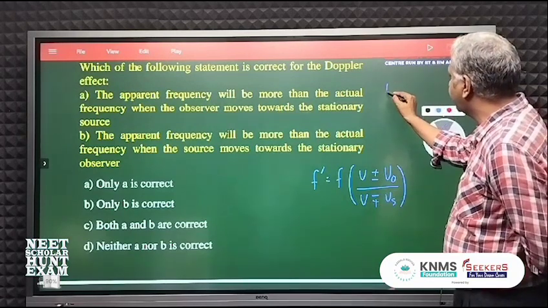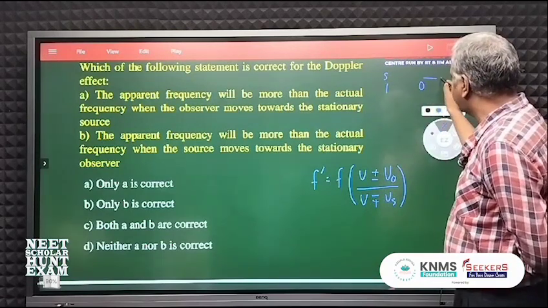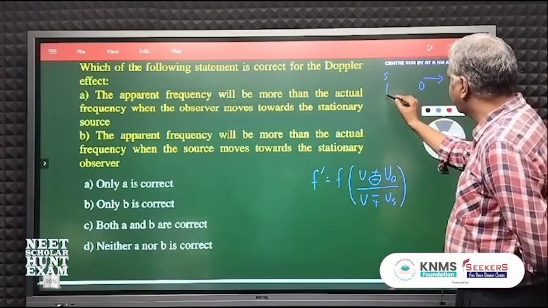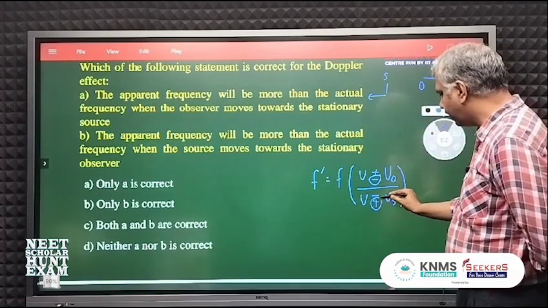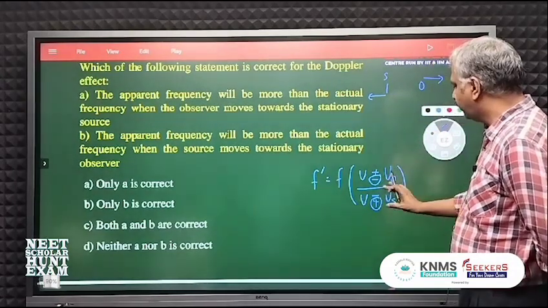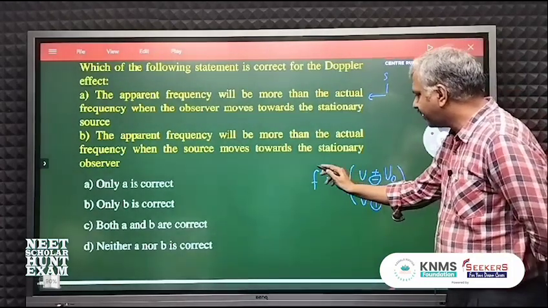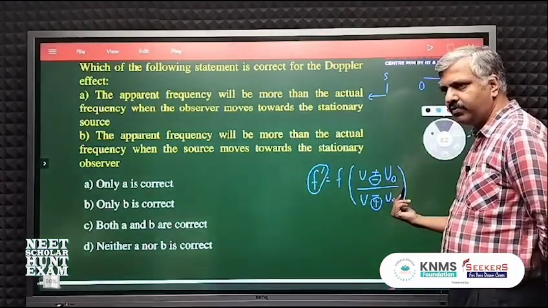So if I have a source here and if I have an observer here, if the observer is moving away, I'll go for the minus sign. If the source is moving away, then I'll go for the plus sign. Okay, so this is how you have this formula, and then we are going to work with it. This f dashed is the apparent frequency as heard by the observer.